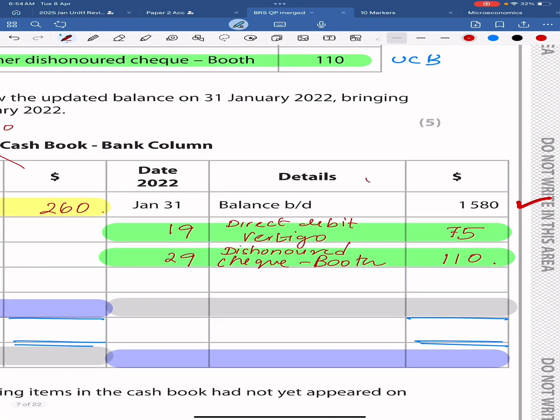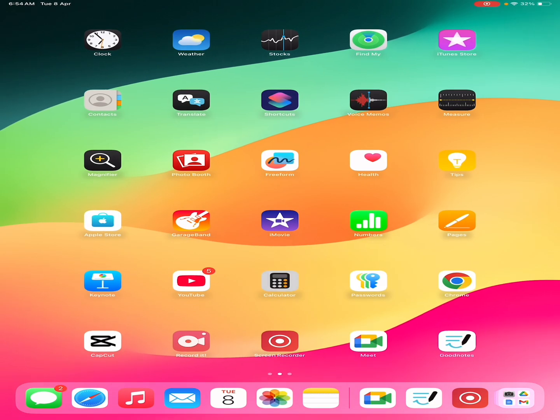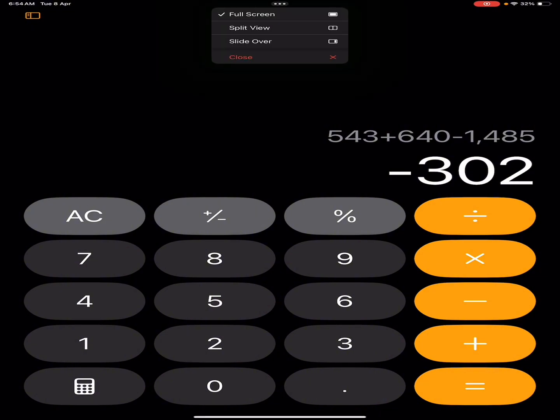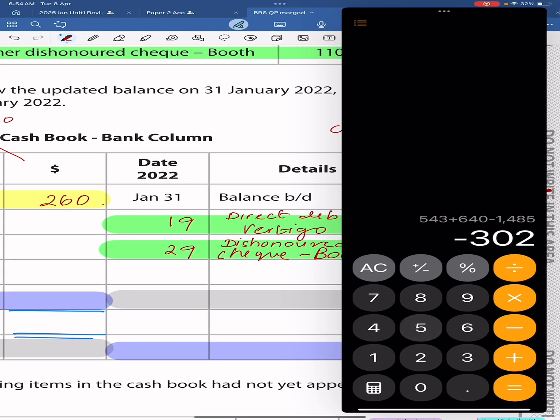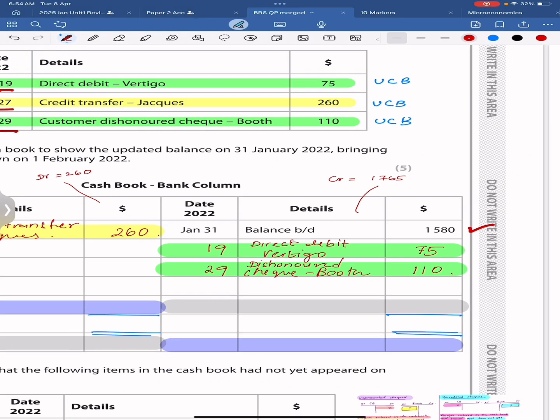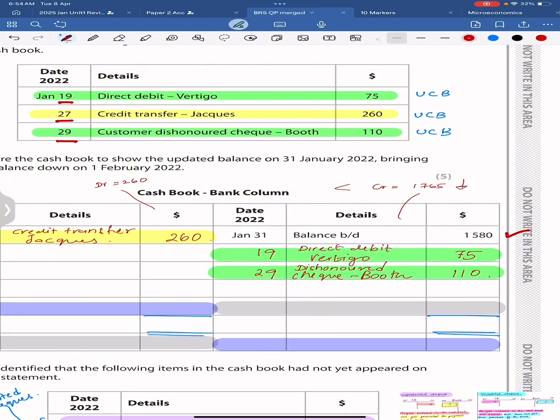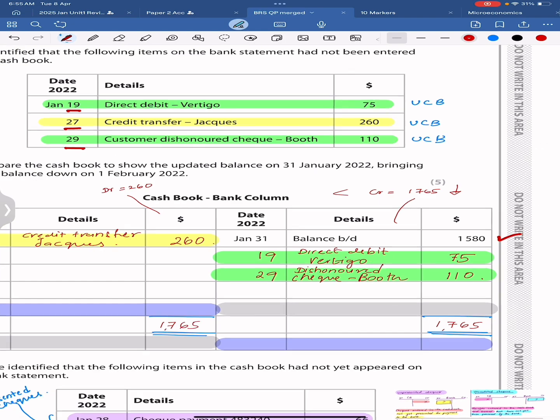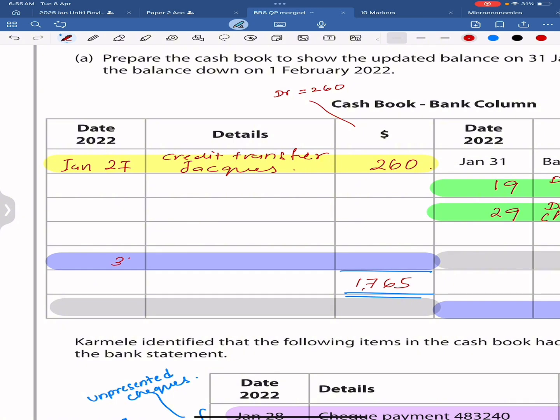Now let's balance off the updated cash book. Figure out the total of the debit side and the credit side. The debit side total is worth 260, whereas the credit side total is 1,580, 75, 110. Let's total it up. 1580, 75, 110 should give 1,765. As the credit side total is greater, write the credit side total. Let's transfer this to the total, 1,765. Now from that, let's deduct the lesser side, worth 260.